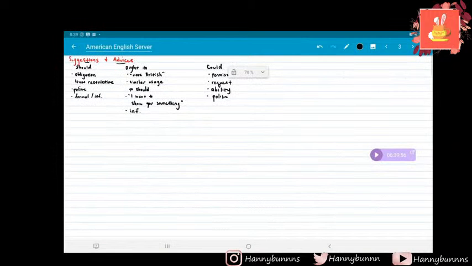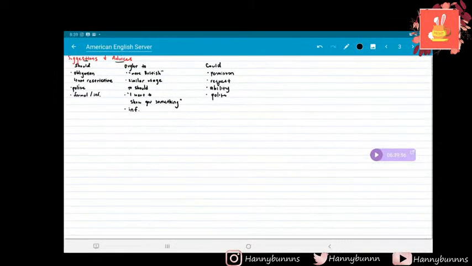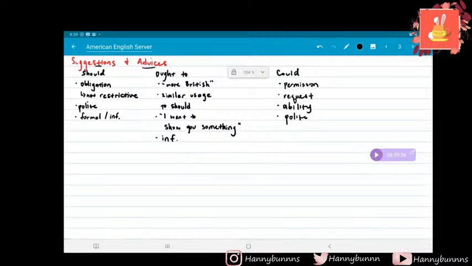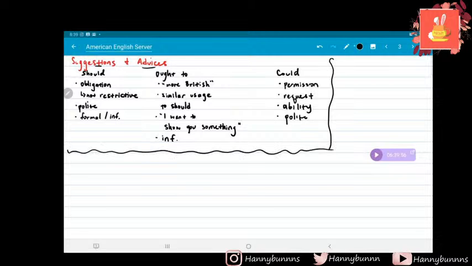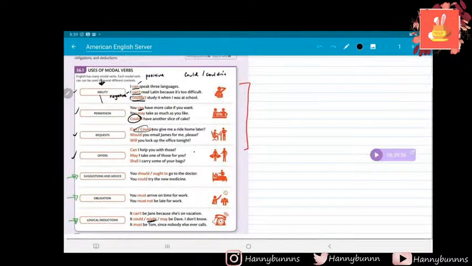So that's suggestions and advice. Should, ought to, and could. You would use it in that sense. I hope this was clear enough, because breaking them down earlier kind of helps you see that there's a consistency in how to apply them. So you're fine with that.